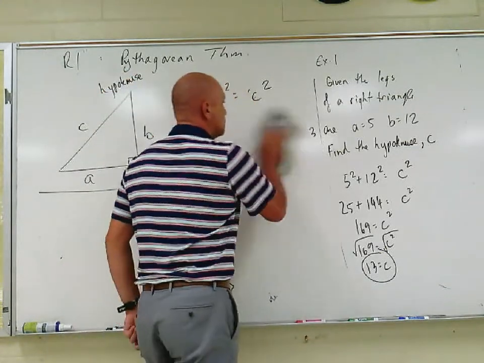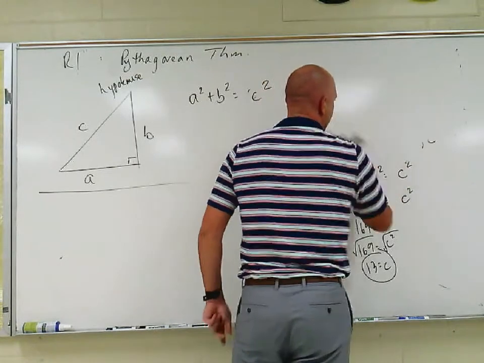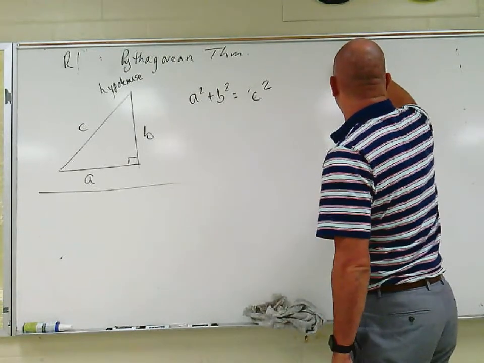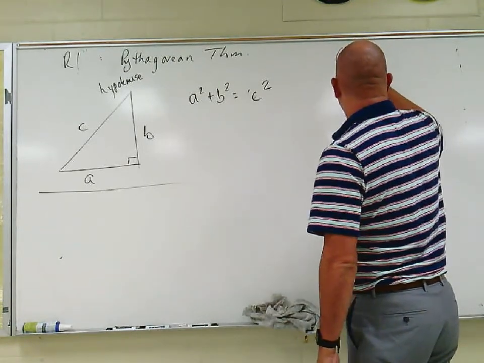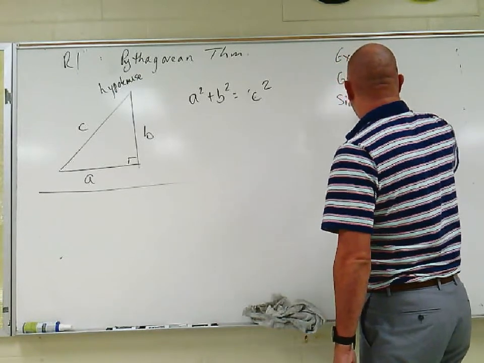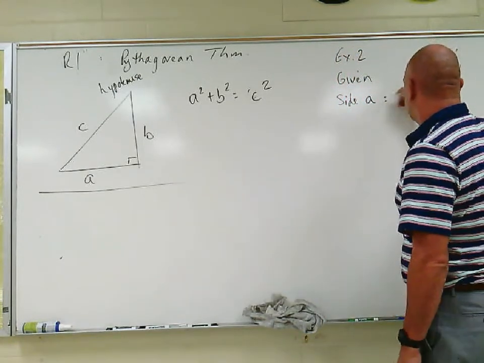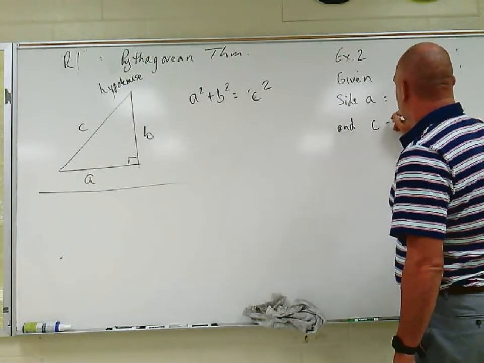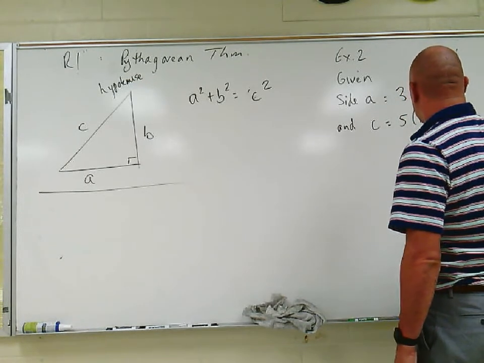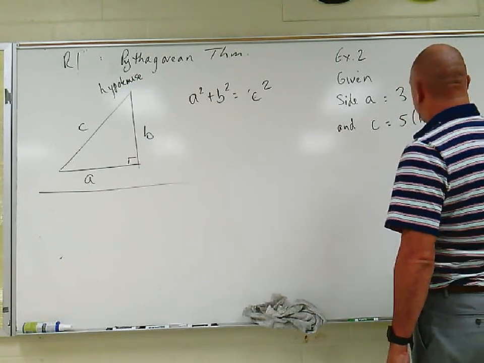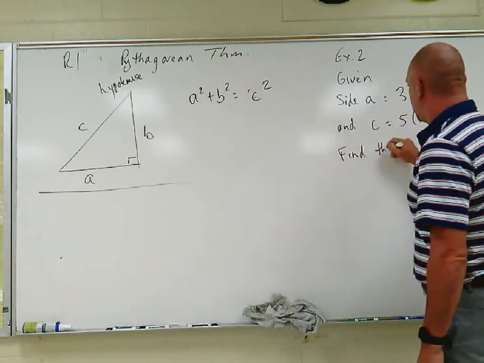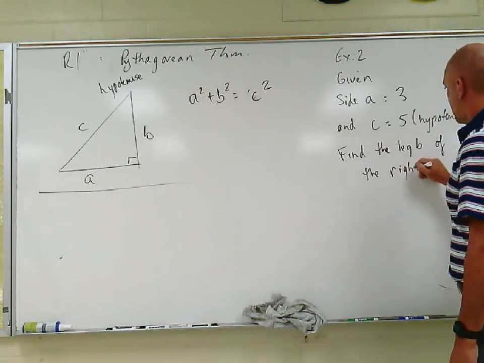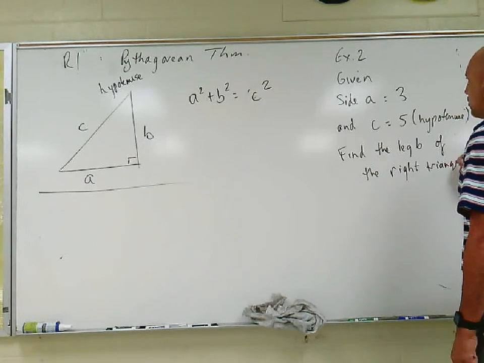So we'll go to example 2. All right, so example 2, given side A is, let's just say side A is 3 and C is 5, the hypotenuse. Find the leg B of the right triangle. Okay, so go ahead and do that one, and then we'll do another one like this.